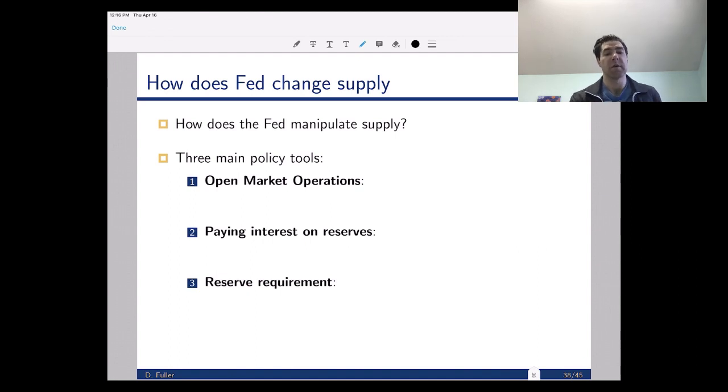How does the Fed manipulate supply? Well, they kind of can manipulate supply or demand. So there's three main tools that they have. And the main one that they use is what we call open market operations. So here the Fed is going to buy and sell Treasury securities from banks.